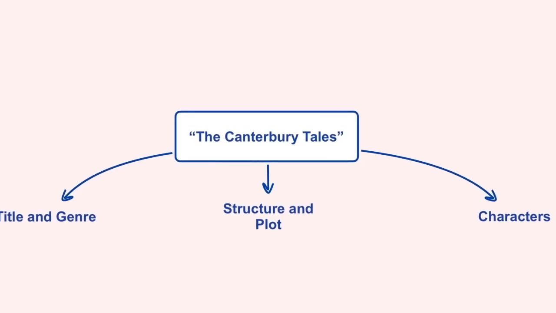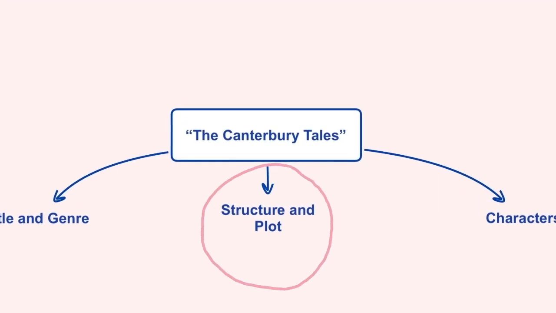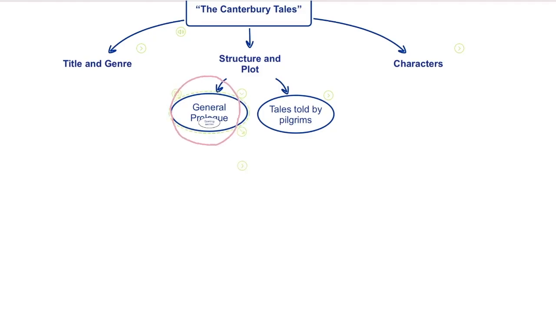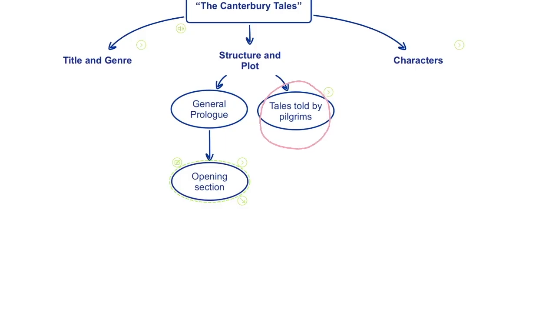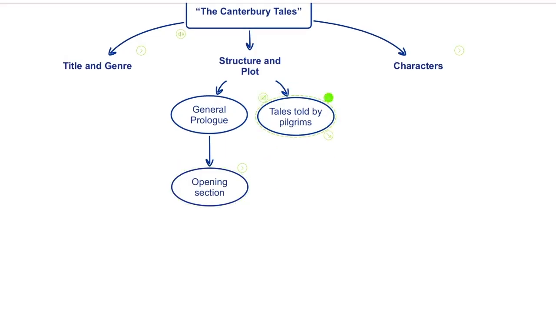Now, the second branch is about structure and plot. The General Prologue is the opening section of the work. The tales are stories told by the pilgrims during the journey. Only 24 tales are complete.